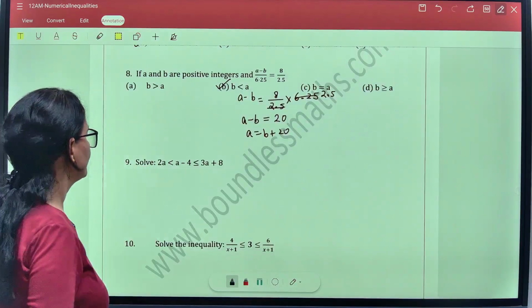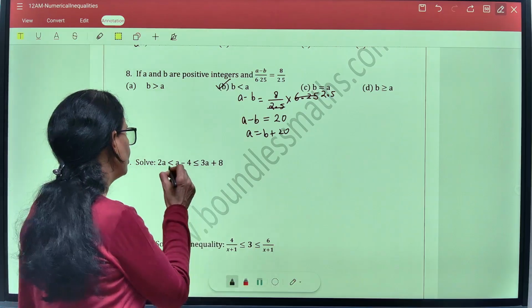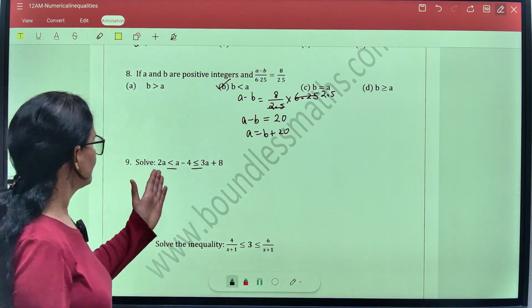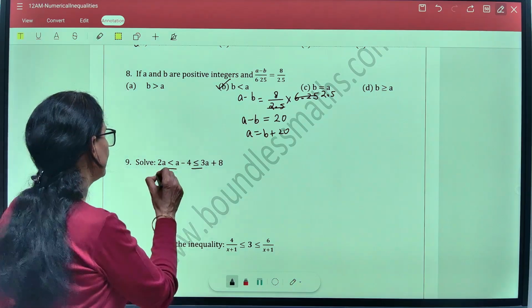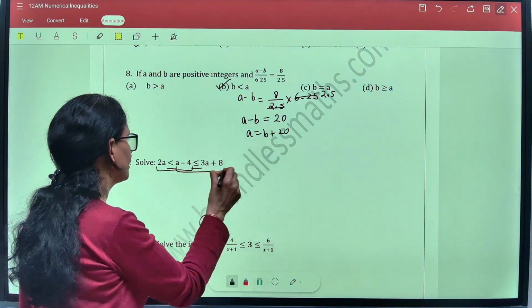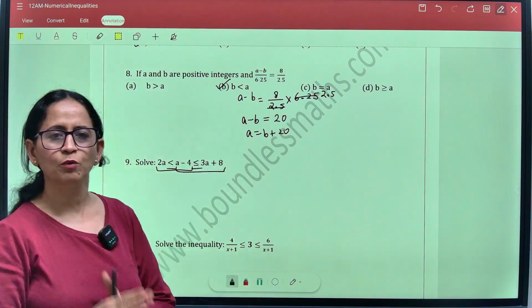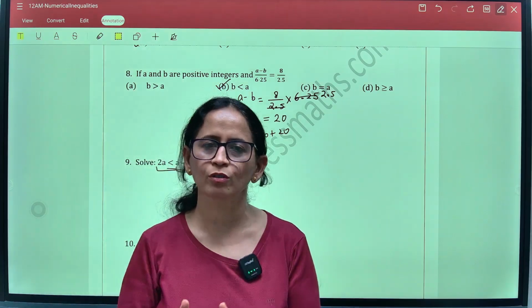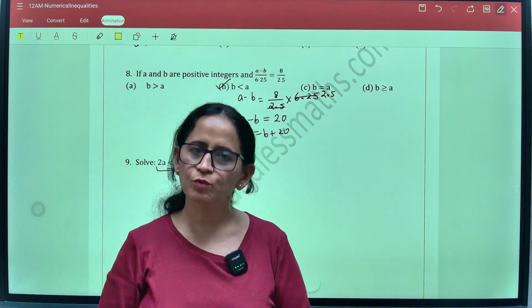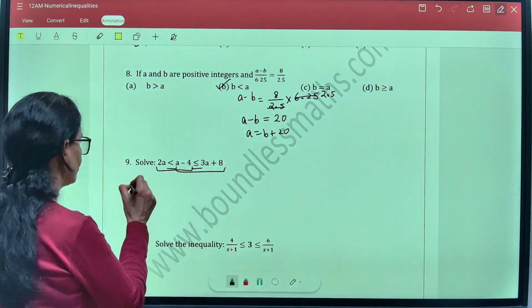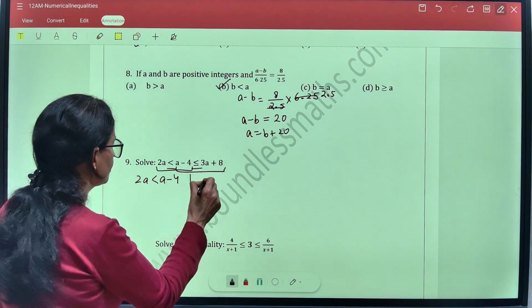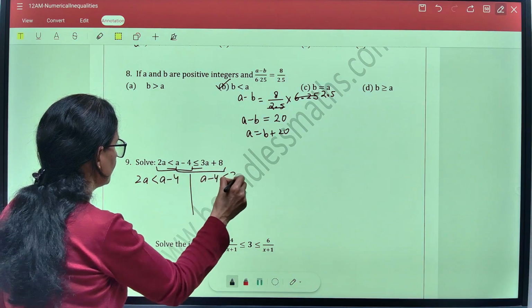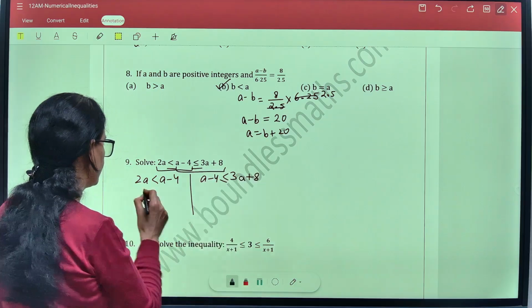Next is solve this inequality. Now here we have two unequal signs. One is less than, one is less than equal to. When we have such an inequality, split it into two inequalities, the left two conditions and the right two conditions, solve both the inequalities, and the common solution for both gives you the solution of the entire inequality. So let's solve them separately. 2a less than a minus 4 and a minus 4 less than or equal to 3a plus 8.